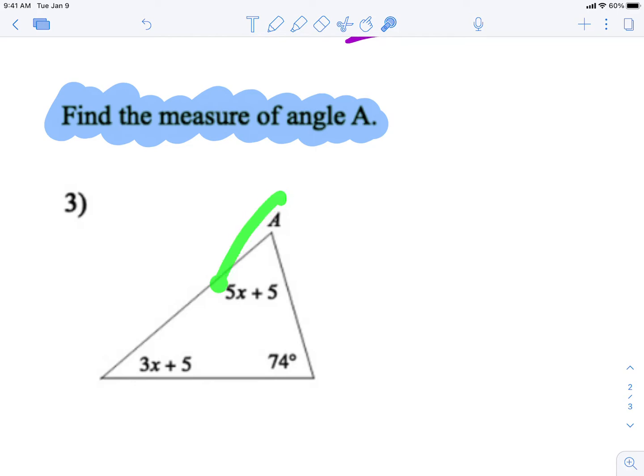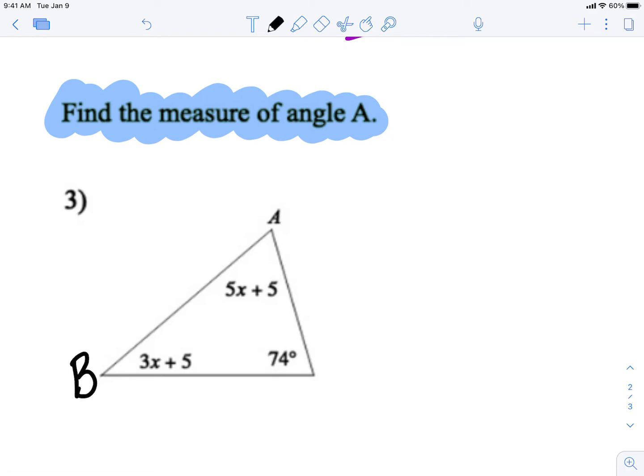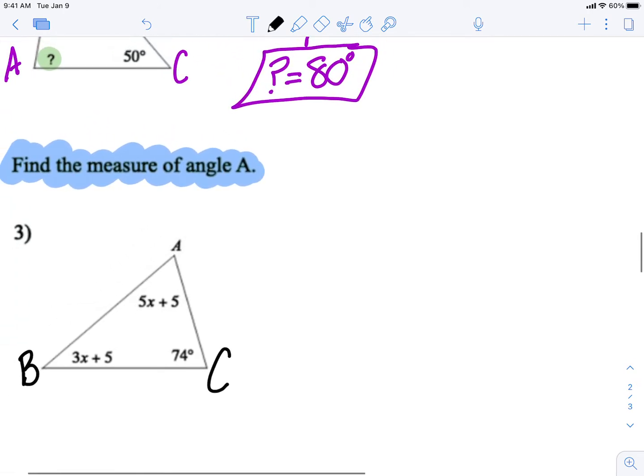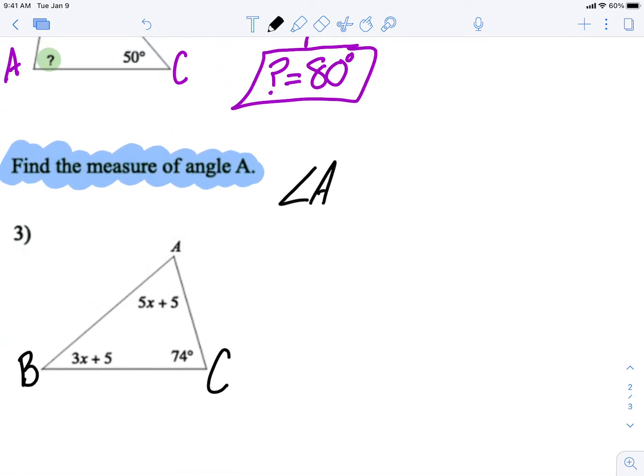So we need to know this right here. In order for us to know what this angle is, we need to know what x is. So we need to find x first. So as always, we need to label A, B, C. A is already there, so I'm going to call this B, and I'm going to call this C. So let us remember that angle A plus angle B plus angle C is equal to 180.